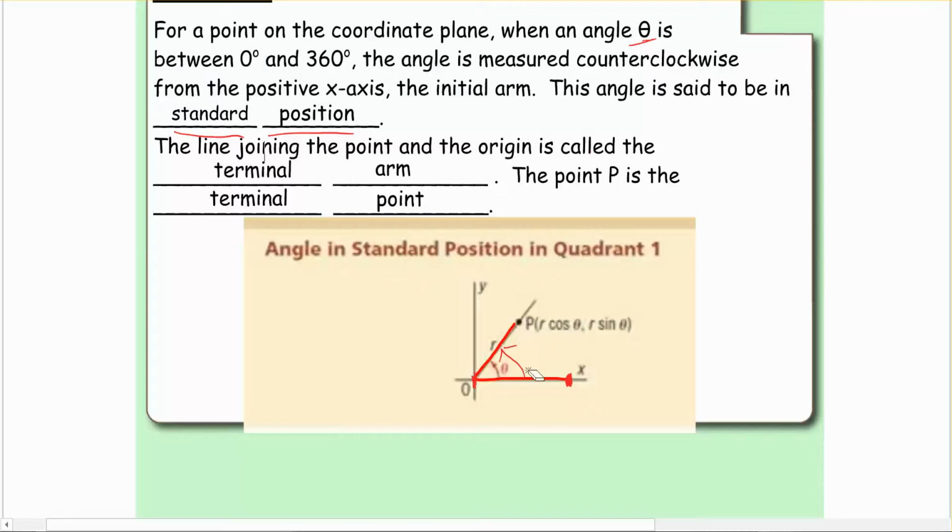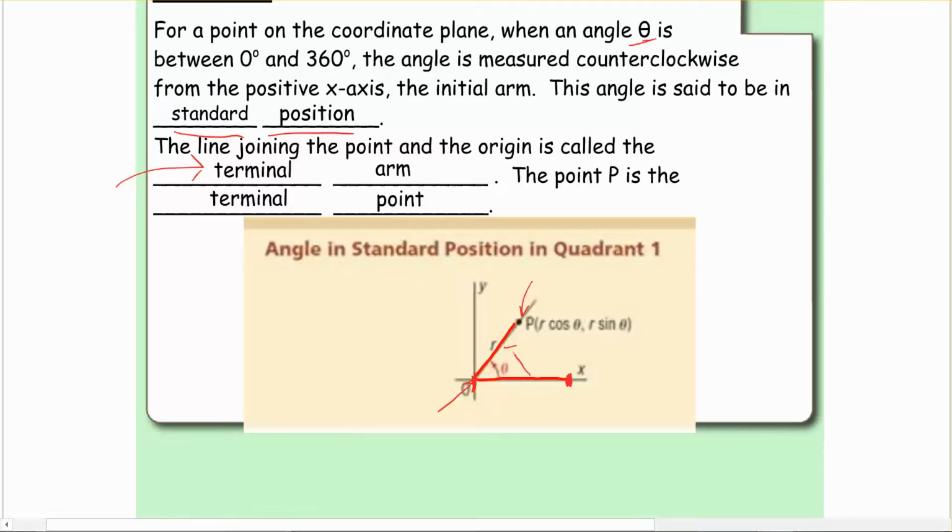The line joining the point and the origin is called the terminal arm. Here's my point, just any point, and here's my origin right at the center, 0, 0. The arm joining those two points is called the terminal arm. The word terminal means end, the end of something. Just like at the airport, the terminal is the last part before you get on the plane. It's the end.